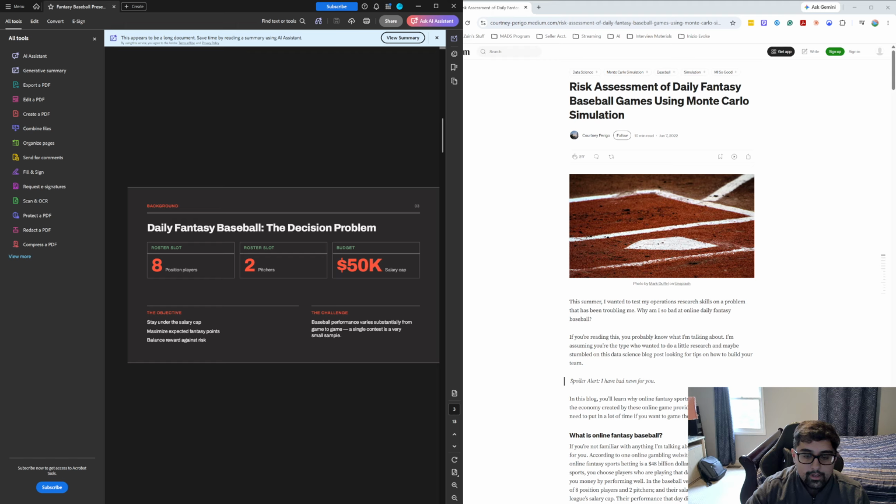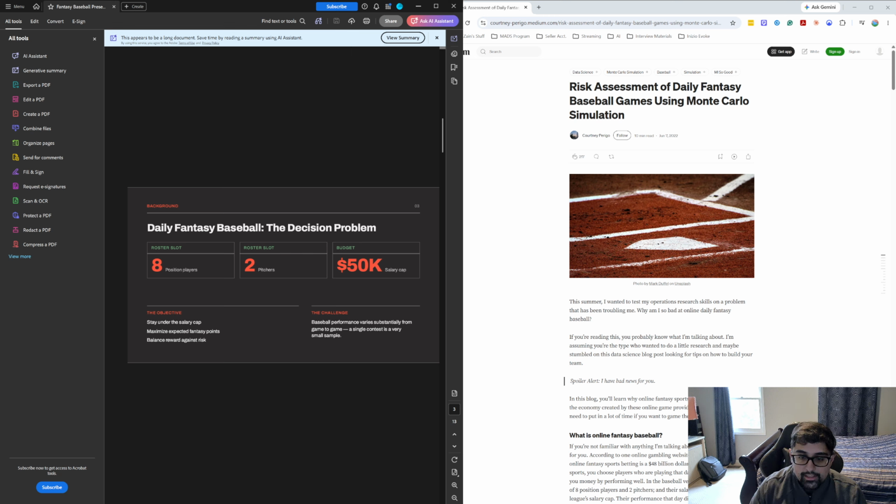So before I discuss the simulation, I wanted to talk about basically the decision problem that he's trying to solve. So from that, he chooses eight position players, and within those eight position players, there's two slots for pitchers, and the overall budget is $50,000. So the objective he's trying to do is to stay under the salary cap and maximize expected fantasy points.